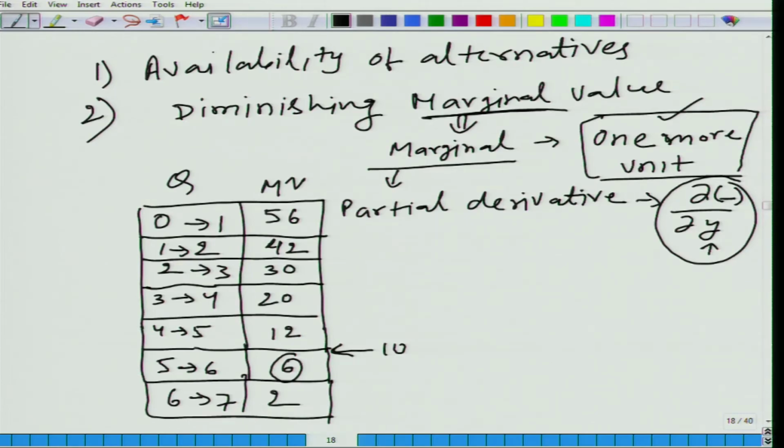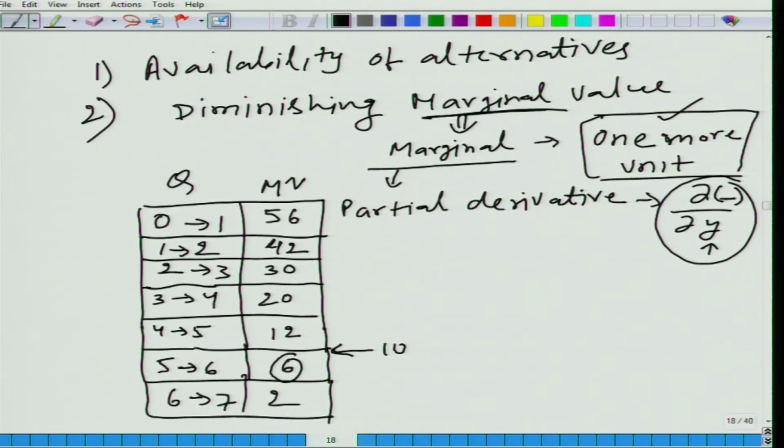It means you have already consumed 5 bananas, and you are going from 5 bananas to the sixth banana. What is happening? You have to pay 10 rupees to get that 6th banana, because each unit costs 10 rupees. Your marginal value, the addition in your value, is going to be equal to 6 units, while you need to pay 10 units. Definitely it is not worthwhile going from the 5th banana to the 6th banana. Is it clear?